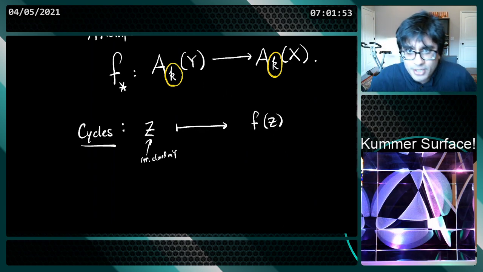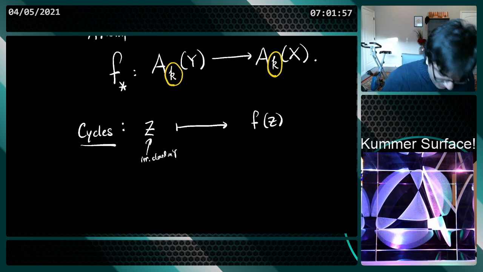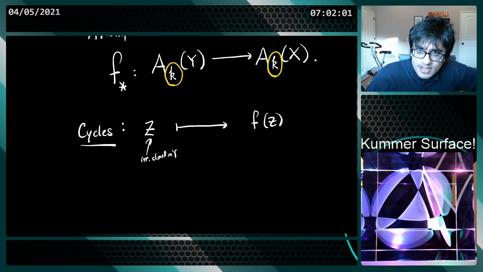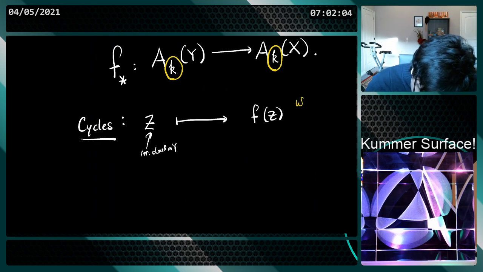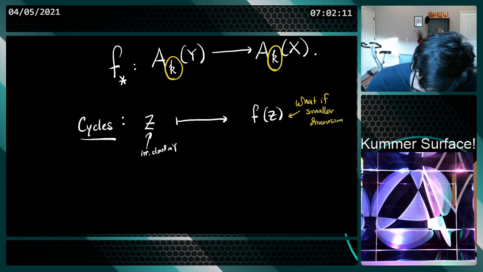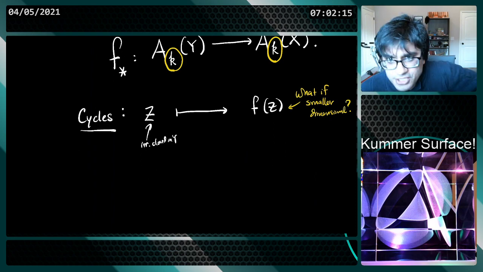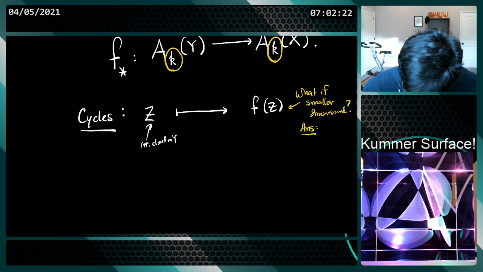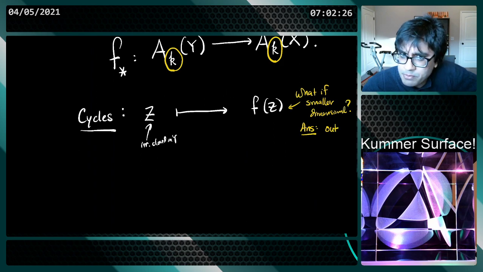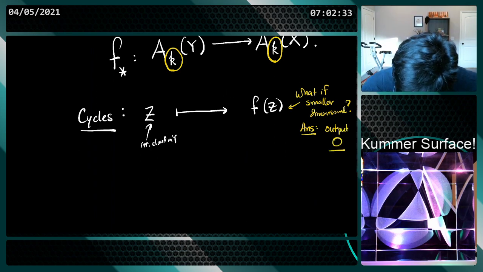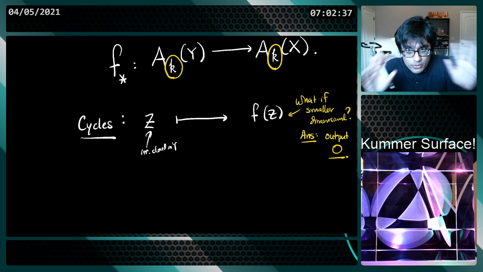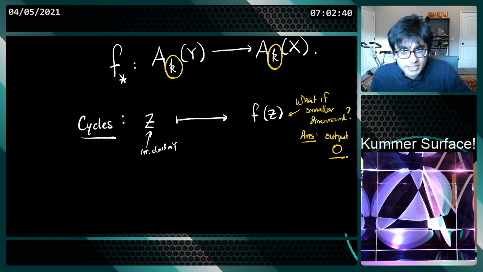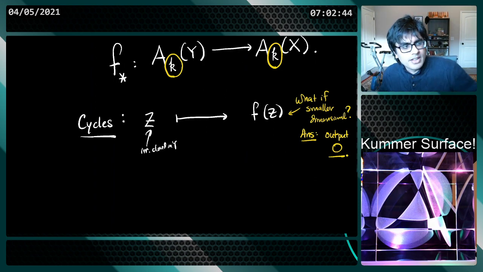Okay, so now we start to make changes to this. We're going to change it according to two situations. What if f of z has smaller dimension? The answer is you send this to zero. You output zero. Don't output the class of f of z in a different, lower Chow group. Just send zero. This is good, because now we fixed the problem of taking the kth graded piece to the kth graded piece. Good, we got rid of that.